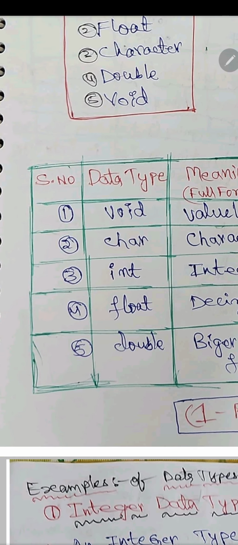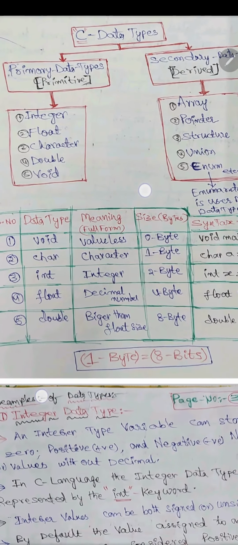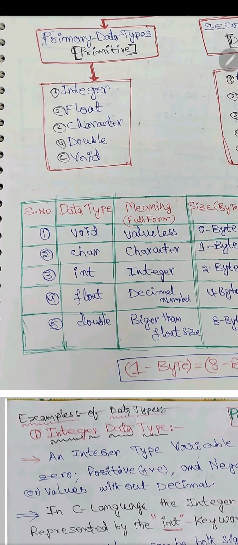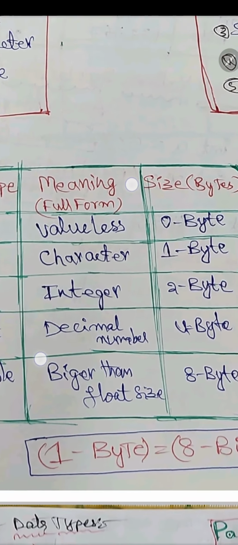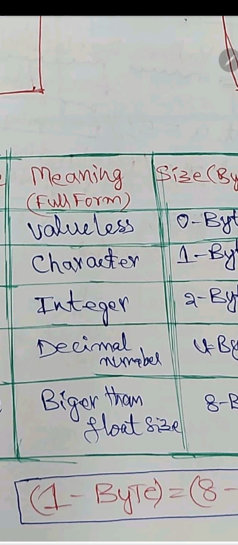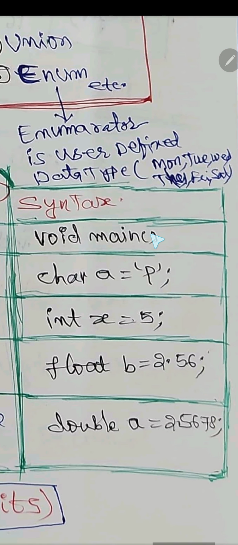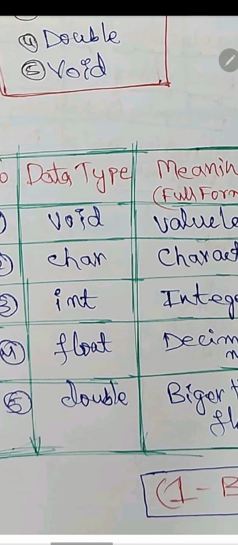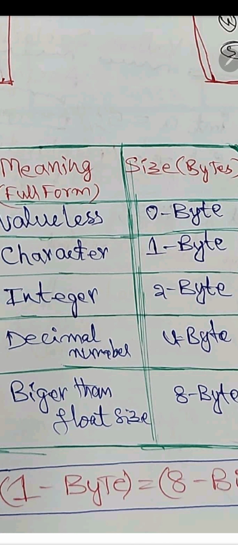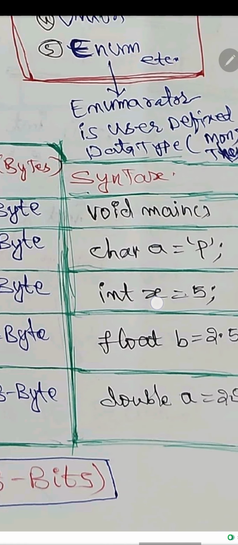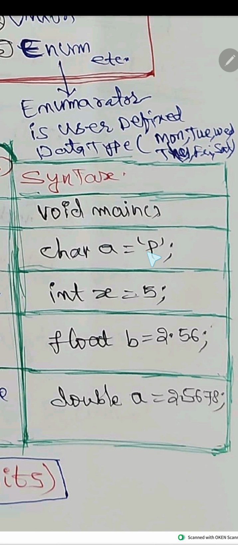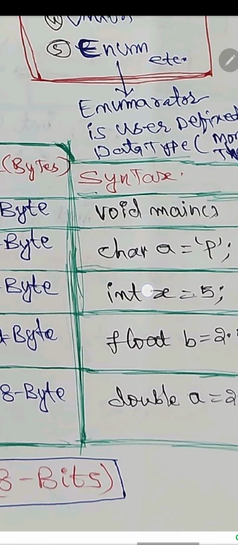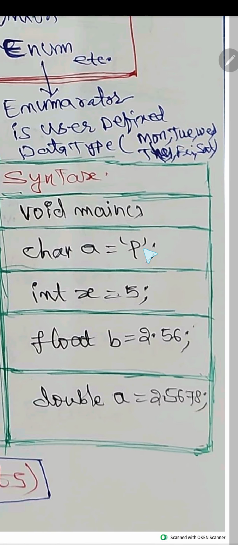Here I have described them with a table. Serial number 1, data type void. Void means valueless. Size is 0 bytes and syntax is void main. Void returns nothing. And the second one is character. Character data type occupies 1 byte of memory and is declared as char a equal to 'p'. P or any character from the keyboard is indicated with a single character in single quotes.